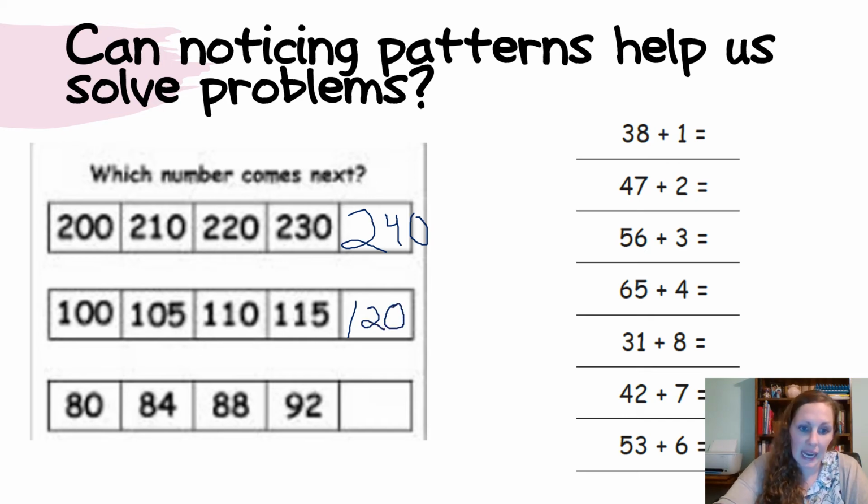Here we go. 80, 84, 88, 92. Well, I'm not counting by twos because it's not 80, 82, 84. So to go from 80 to 84, I go up 4. To get from 84 to 88, I need to go up 4. To go from 88 to 92, how many do I go up? That's right. I'm skip counting by 4. So 92, and then I would need to go up 4 more. That would give me 96 for my next number.